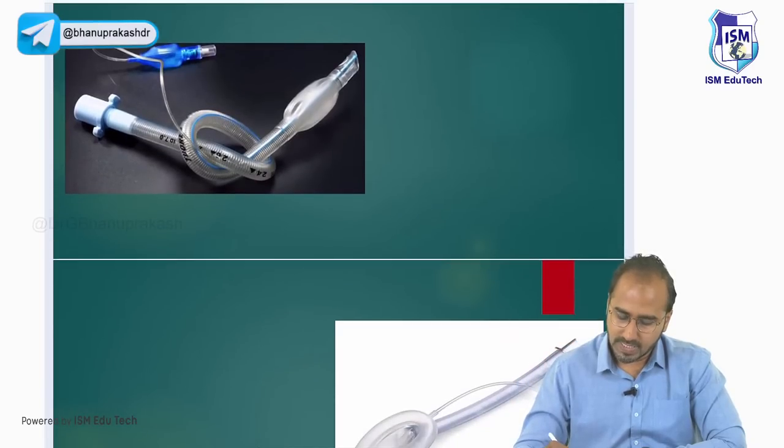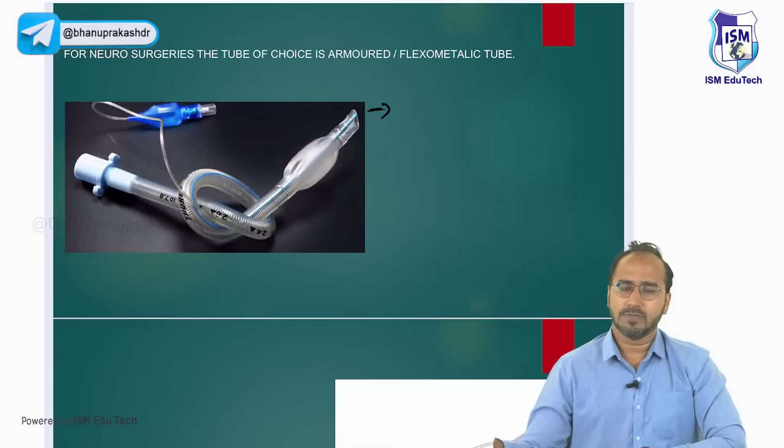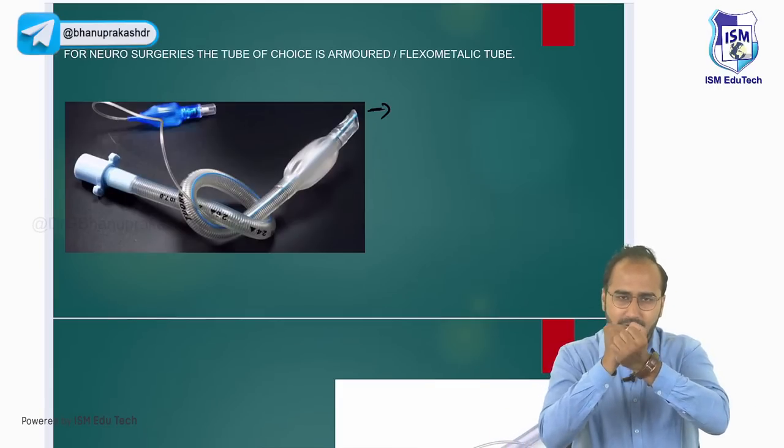Next, what is this tube that is being shown over here? This is also a form of endotracheal tube. Just look over here. This form of endotracheal tube, you can easily bend it or you can easily mold it. But it won't get blocked.